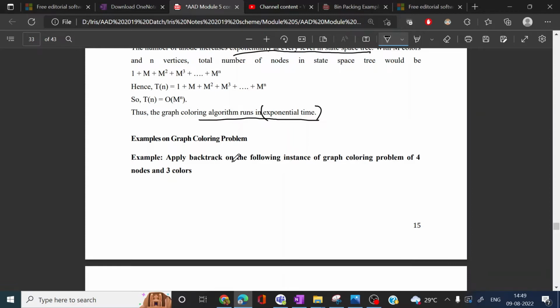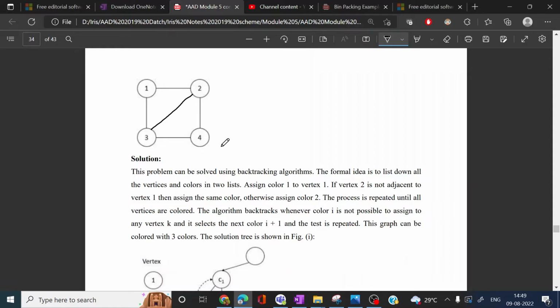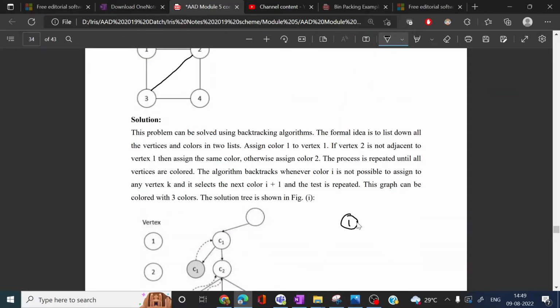Apply backtracking on the following instance of a graph coloring problem of 4 nodes and 3 colors. See, this is the given graph, and we can see the vertices 1, 2, 3, 4. Here we have not drawn the complete state space tree, we have shown the solution tree only. Solution options only we have shown. So the graph which has to be checked for the minimum number of colors is this one: 1, 2, here it is 4, here it is 3. And these are the connections or edges.